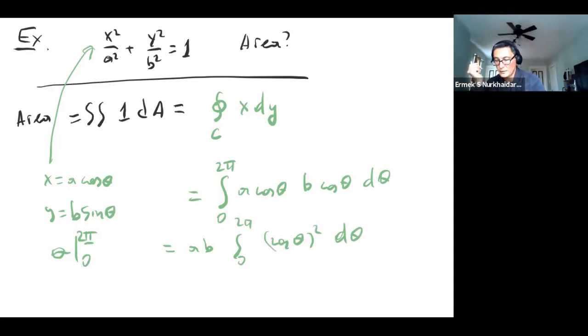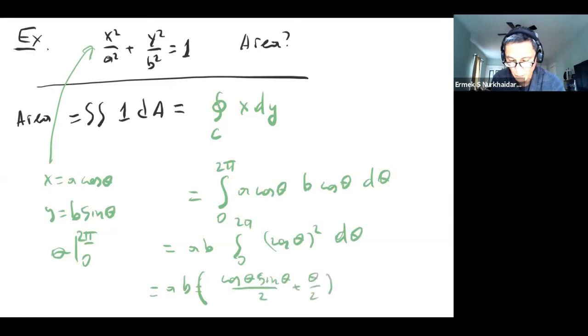Recall what is the antiderivative of cosine squared theta. So we're going to get ab times, say, the reduction formula for integrals: cosine theta sine theta over 2 plus theta over 2. We're doing it from 0 to 2 pi. Substituting 0 and 2 pi, sine of 0 and sine of 2 pi equal 0, so that disappears. Substituting for theta, we're going to get ab times pi. So that's this example.